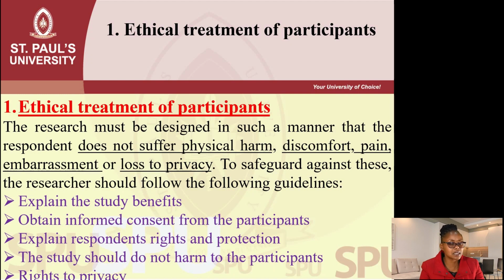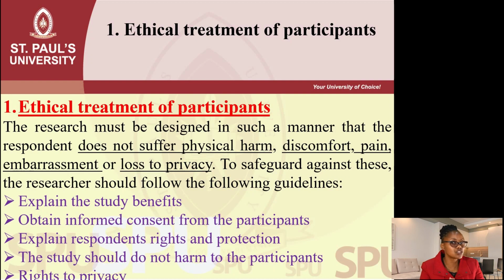Number 1, you're supposed to explain the study benefits to the participant. What is it that they are likely to gain from the study? And if there are no benefits, please declare from the word go and avoid issues to do with deception. Number 2, obtain informed consent from the participants. Make sure that the person or persons you're collecting data from have actually voluntarily agreed to participate in your study. Do not coerce people. Do not take advantage of people who do not understand what you want. And in some cases, especially when you're dealing with children, anybody who is less than 18 years old cannot give you consent.